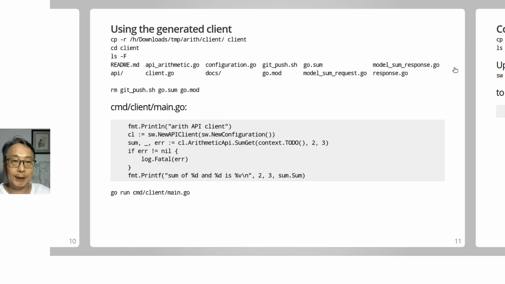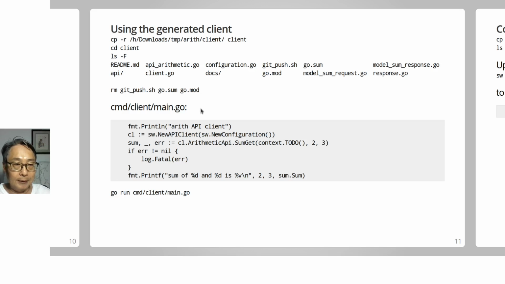How do we use the OpenAPI generated client? Remember, those files were in my home directory. We first need to copy it into a subfolder called client. And when I go into the subfolder and list the files, I see all these files. There are some files which I don't need because it's under my main module, which already has a Go mod and a Go sum, so I need to remove these two. And it's already under a larger Git repository, so I don't need that git push shell. So I'll remove it thus.